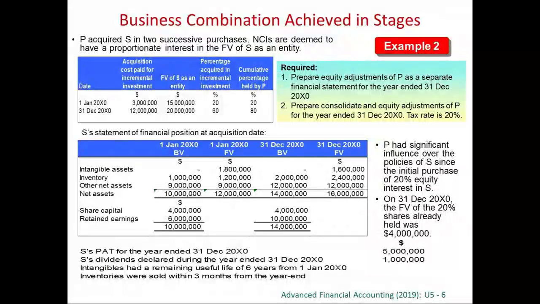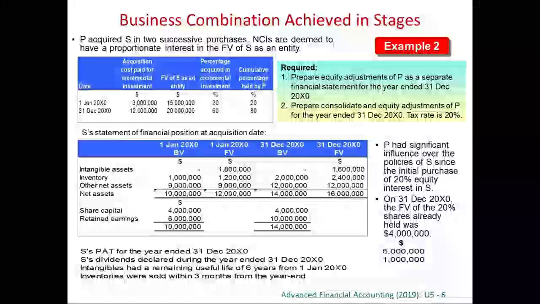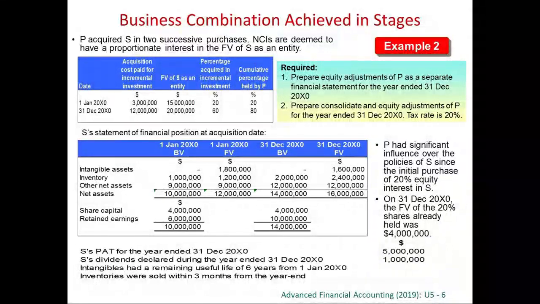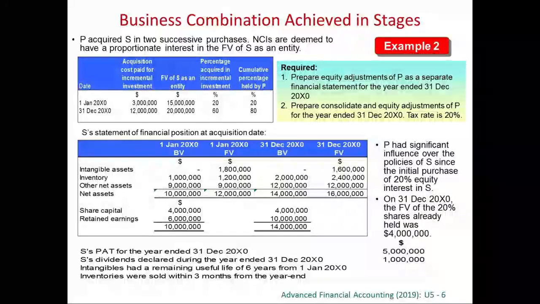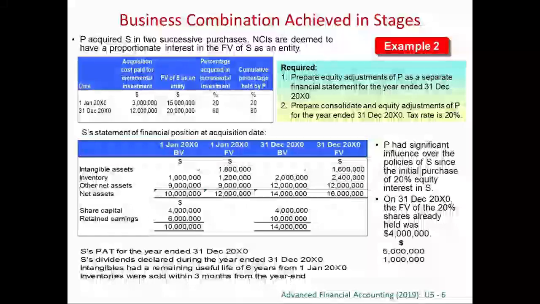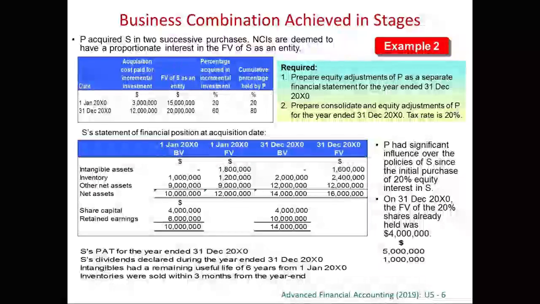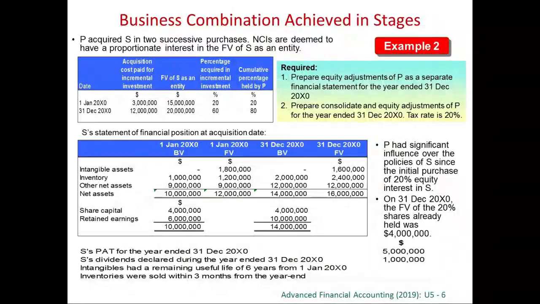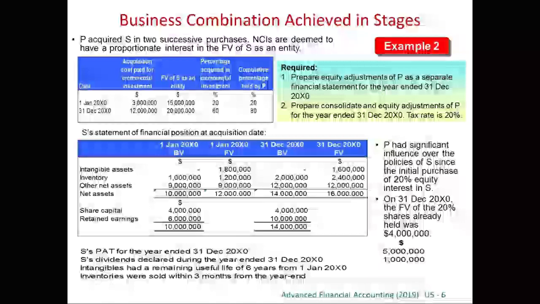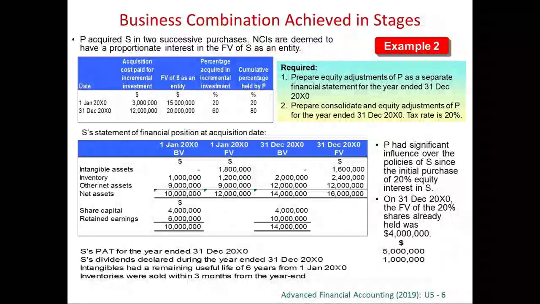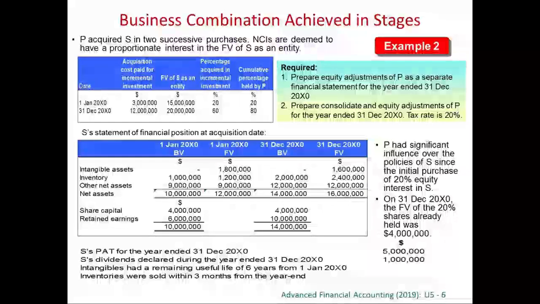You should know how to calculate, right? Are we using full goodwill method or partial goodwill method? Partial? So what is partial goodwill method? Partial goodwill method means NCI is measured as a proportionate share of the fair value of the identifiable net assets of the subsidiary. Why?